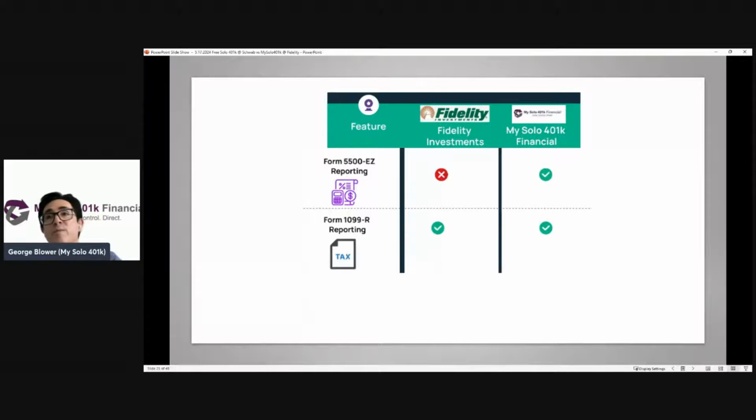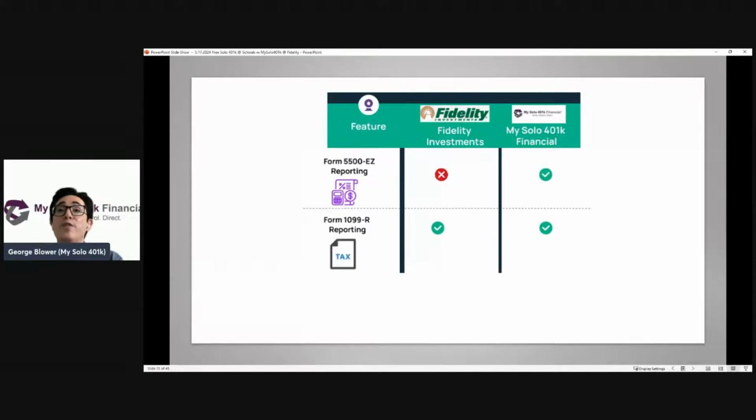Whereas Fidelity, they don't handle the 5500 EZ, right? They may put some disclaimers in some notice. Based on experience, we have people that upgrade from Fidelity every single day. And sometimes we find that they were not even aware of this 5500 EZ requirement. But Fidelity is certainly not going to prepare that 5500 EZ, etc.